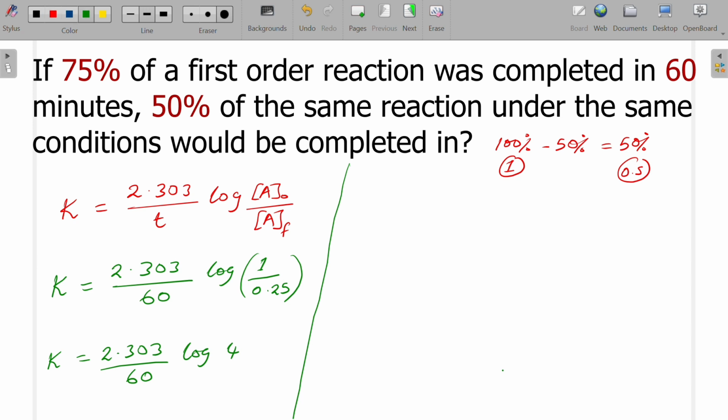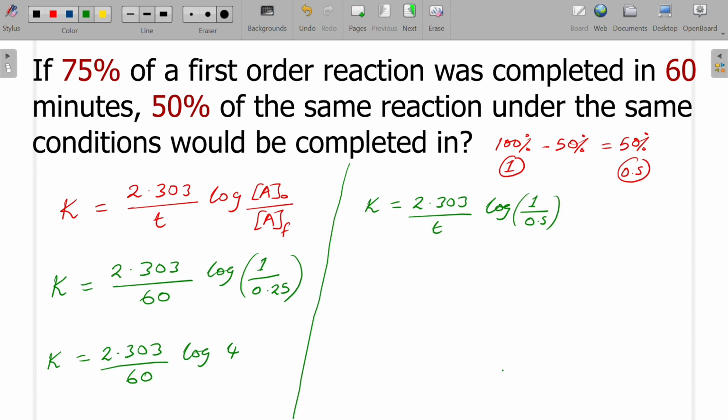Coming back to our formula, we are still using the same formula where we are saying K is equal to 2.303 divided by T. In this case, we are looking for T, so we don't have anything to replace on T because that's what we are looking for. Then this will be log of 1 on top there, which is 100% of the amount, and then what will remain is 0.5.